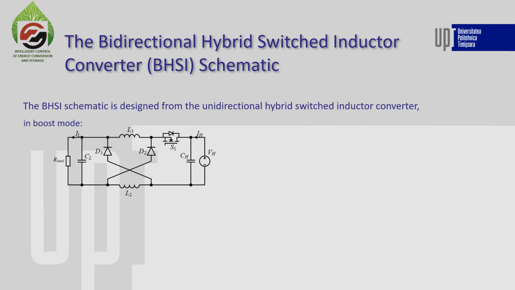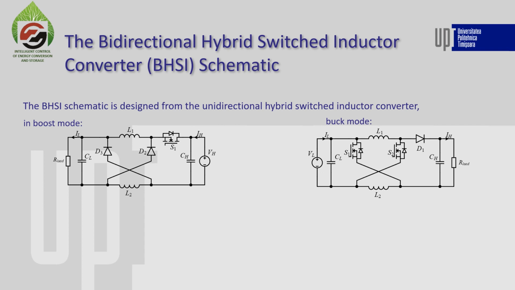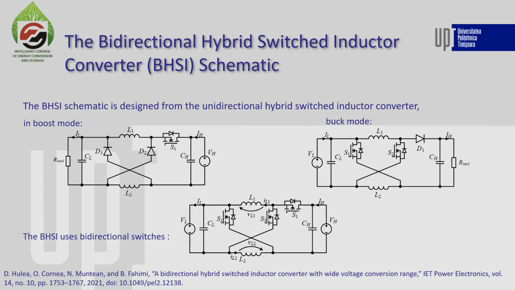Also in this case, the schematic is designed from the unidirectional design, which is a unidirectional converter in boost mode on the left and in buck mode on the right. And the bidirectional converter uses both of these topologies integrated into one. And of course, in place of the diodes, bidirectional MOSFETs are used.